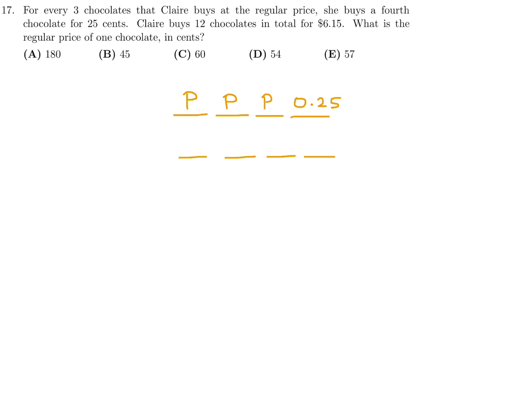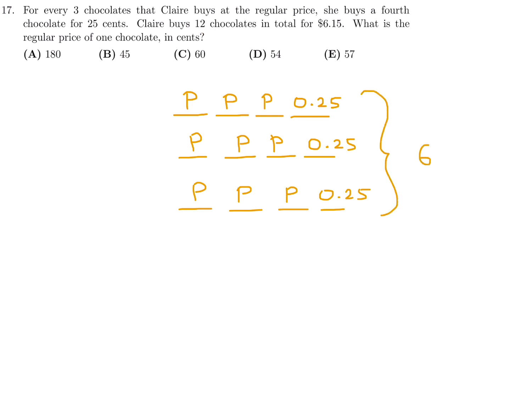So that's 4. Got another 4 and then another 4. So P, and then 25 cents, and another 3 P's, and then 25 cents. So this is the scenario for the 12 chocolates. Now, when you add all these up, it's got to equal $6.15. Okay, we can make an equation. All these P's added together, there's 9 of them, right? 9P. And then 3 times 25 cents, and that's got to be $6.15. So 9P plus 75 cents, or 0.75, is 6.15.